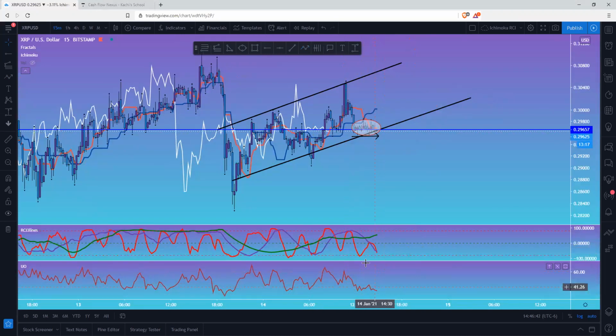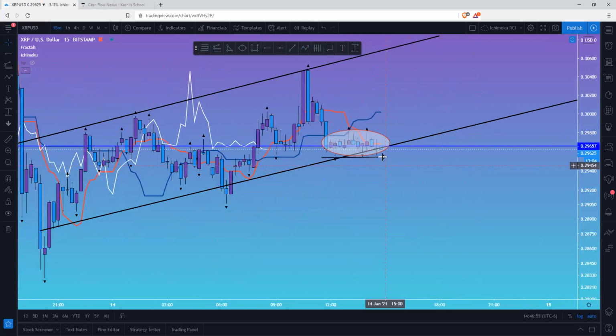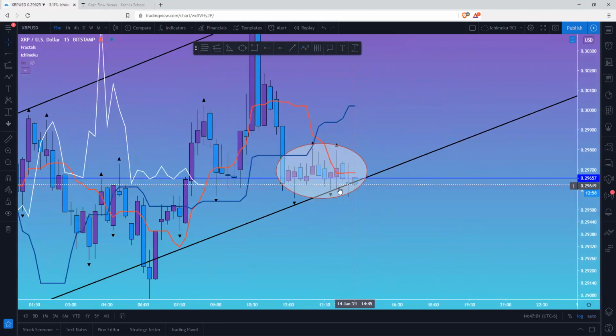So when we look at this, this is hidden divergence. The market's moving sideways while the oscillator is moving down. So this is saying that the market may start pushing lower here. And we're about to find out in a few minutes because of what it's looking like here.